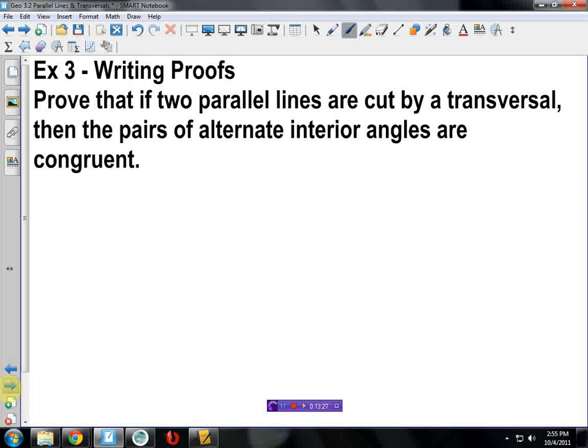All right, so here what we're going to do is we're going to say we have two parallel lines cut by a transversal. We want to prove that the pair of alternate interior angles are congruent. We've already said that, right? Yes. We're going to prove that without saying, oh, well, the book says, right?